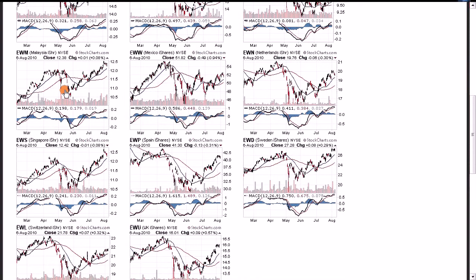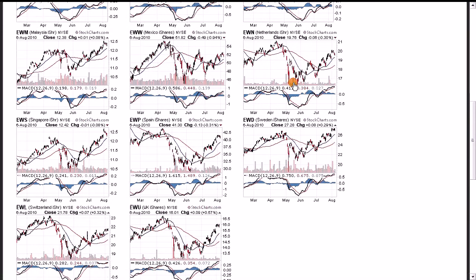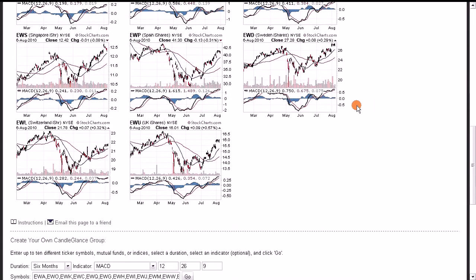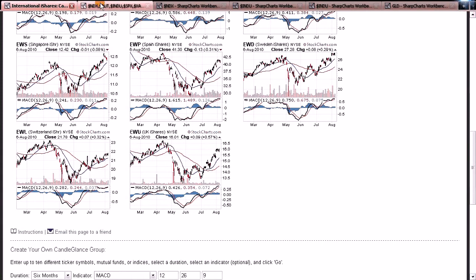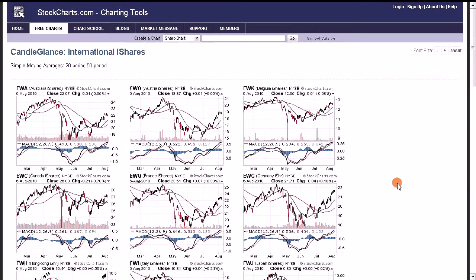Malaysia actually didn't do so bad, the iShares. They bottomed out right before June. Mexico right before June. The Netherlands, nice little triple bottom. They were actually up in July. Sweden actually didn't do that bad. So a lot of these overseas countries actually started bottoming out right before we did. And I'm not going to get into much information there, but it seems like it's a worldwide thing, and a few countries actually bottomed out before we did.